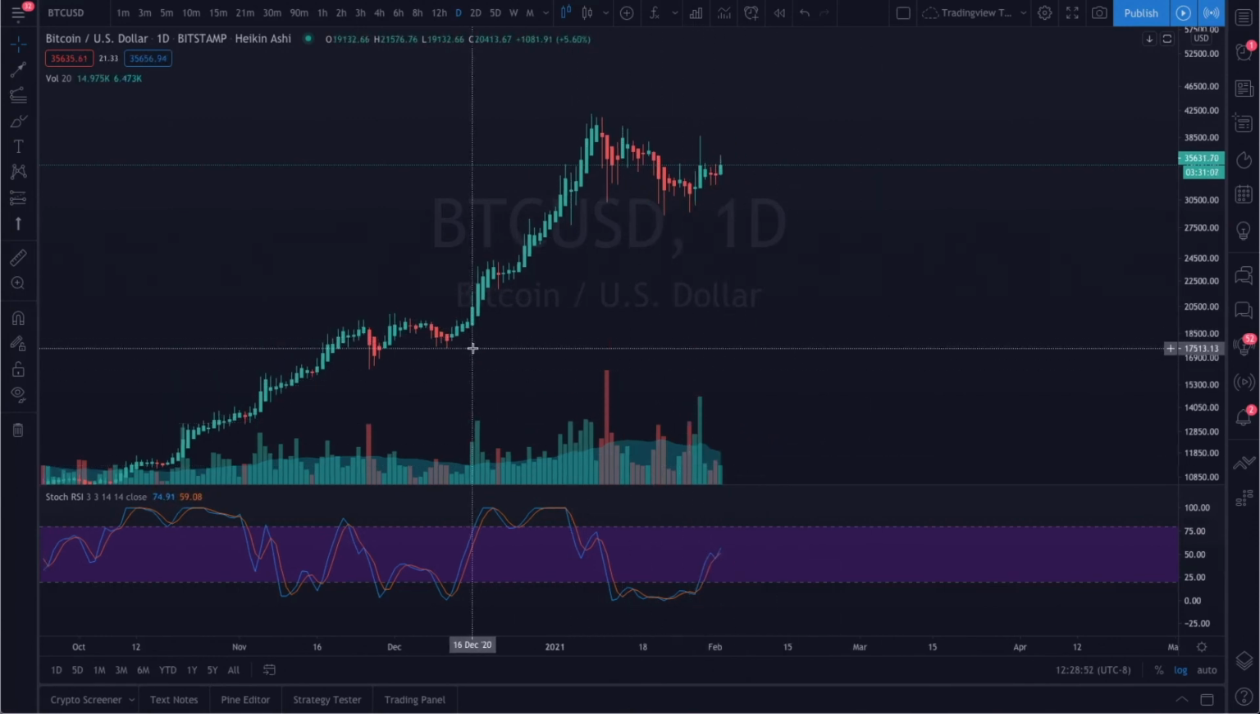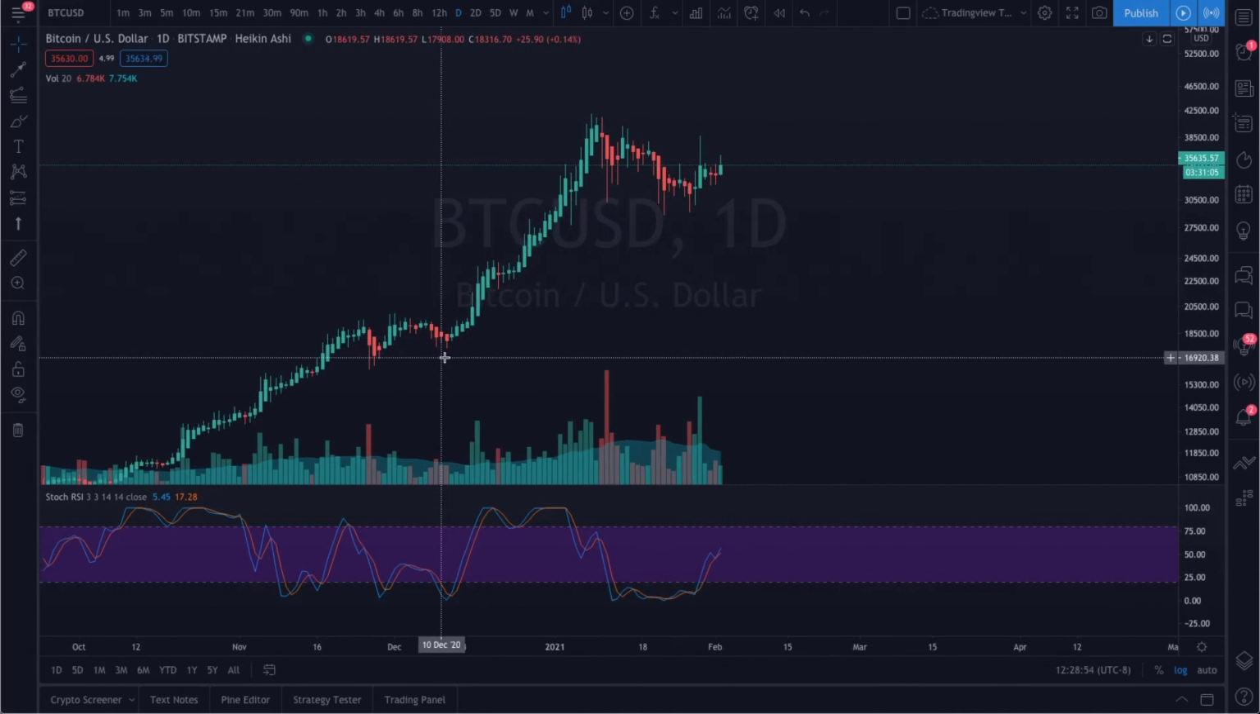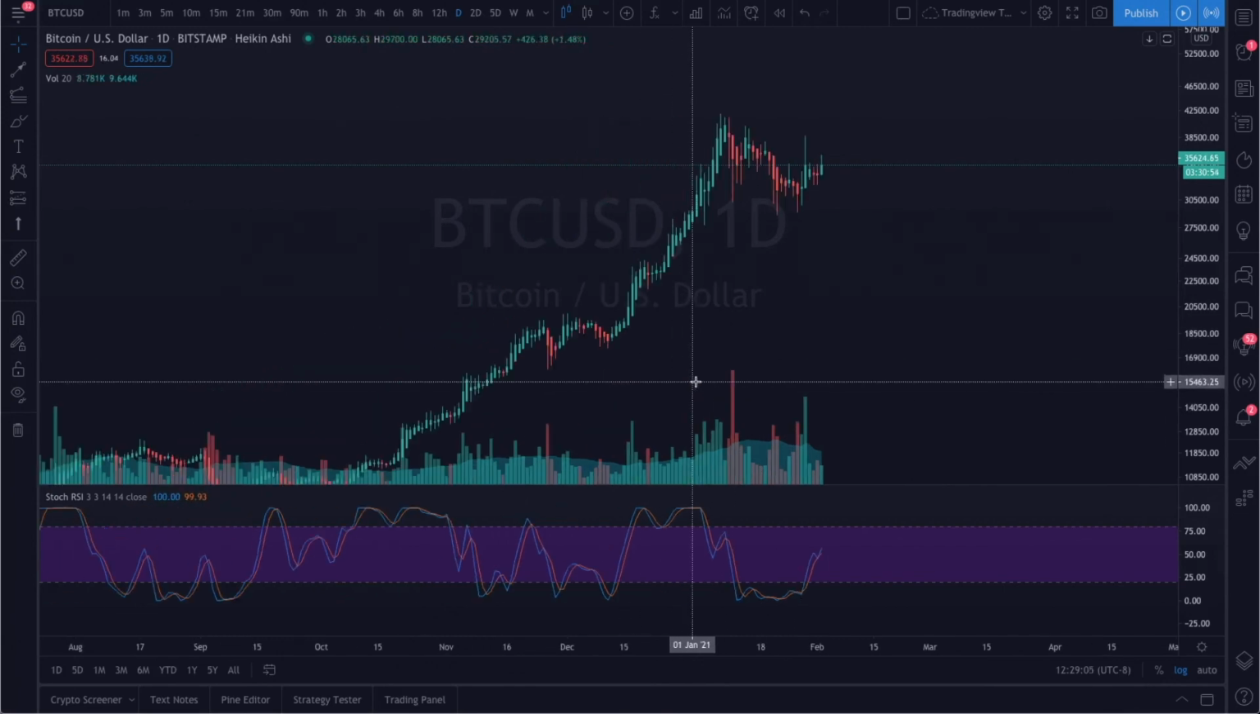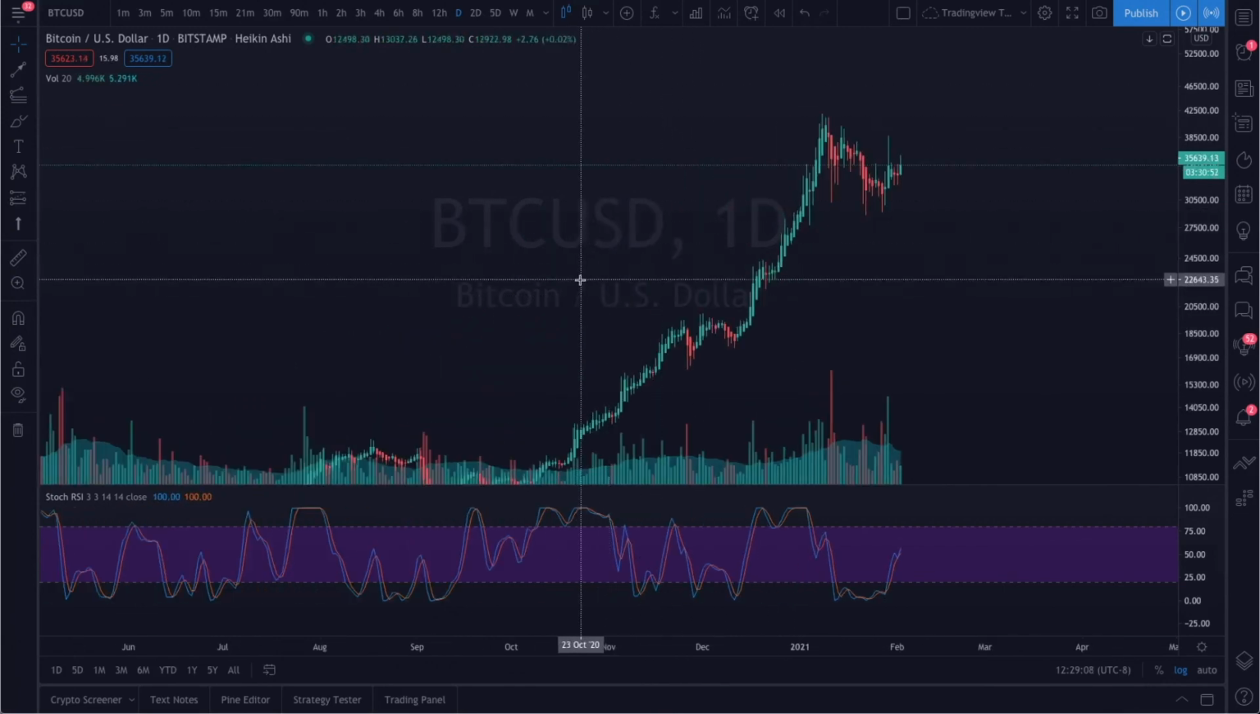Okay, so again, the same thing. We're looking for bullish and bearish divergences here. They're a bit harder to spot with the stochastic RSI, but when you do spot divergences in the stochastic RSI, they are typically much more reliable than divergences in the regular RSI and divergences in the MACD.